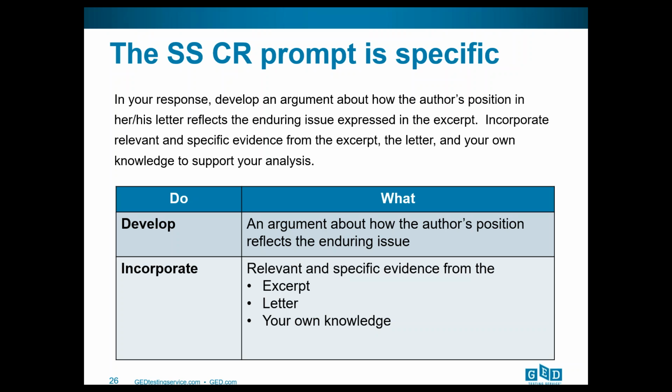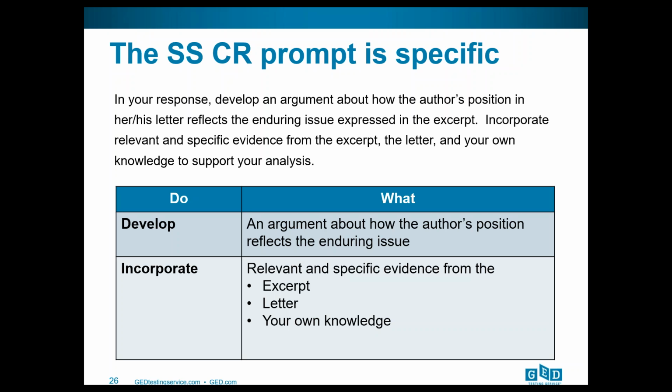Well, it asks me to put in relevant and specific evidence. Remember from the high impact indicators, it said that students need to be able to determine whether evidence is relevant or irrelevant. So this is asking for relevant and specific, but it's asking for it from three different things: an excerpt, which is where the enduring issue is located, the letter, which is the author's position, and then your own knowledge. So our students need to break down those prompts just that way.